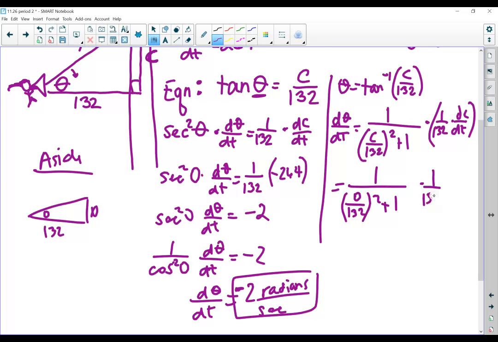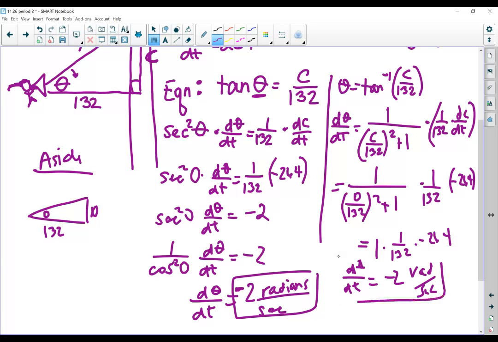And I would plug in my negative 264 for dc dt. I end up getting 1 times 1 over 132 times negative 264, and I get d theta dt equals negative 2. So I get the same thing either way. It just kind of depends on what you're comfortable with. Okay, but that would be that problem.